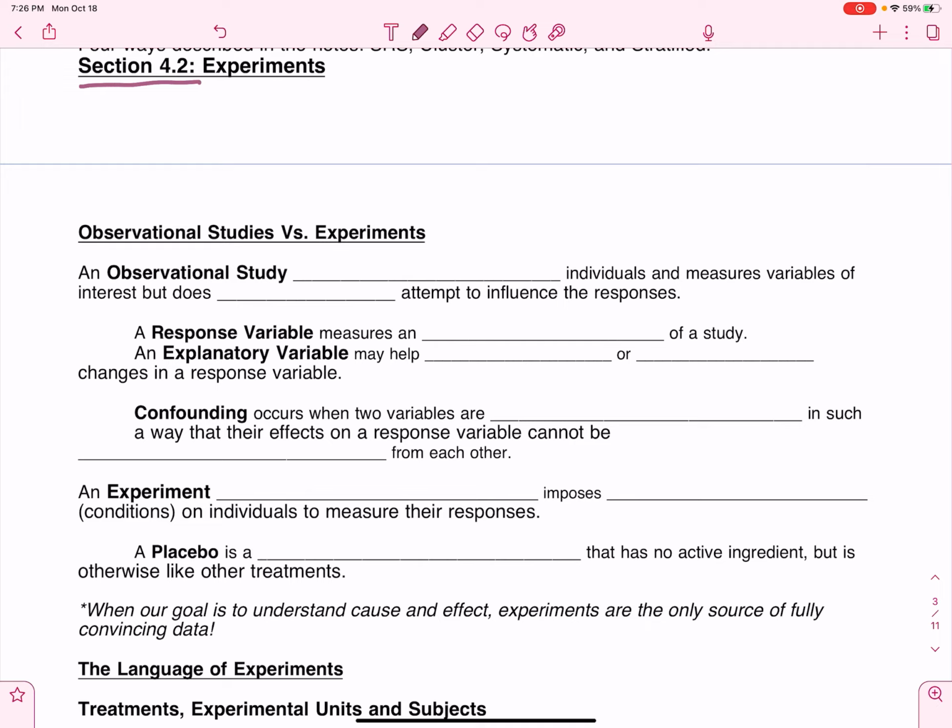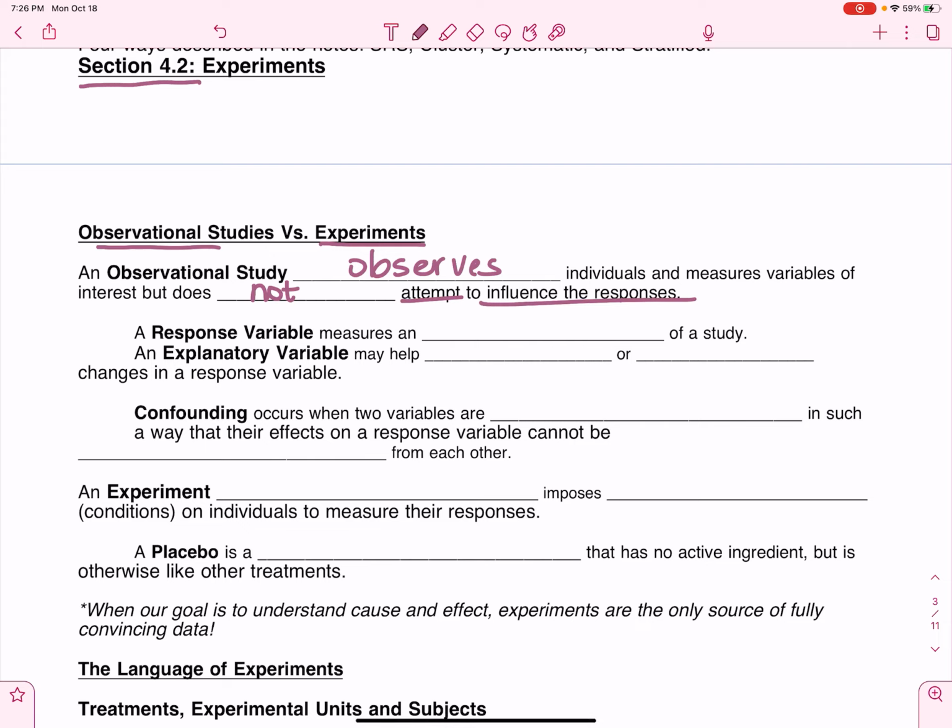All right, so the first thing we need to do is establish the difference between an observational study and an experiment. So an observational study means we are just observing individuals. In an observational study, we observe individuals and measure variables of interest, but this is the important part: we do not attempt to influence the responses. In other words, we're not manipulating anything.